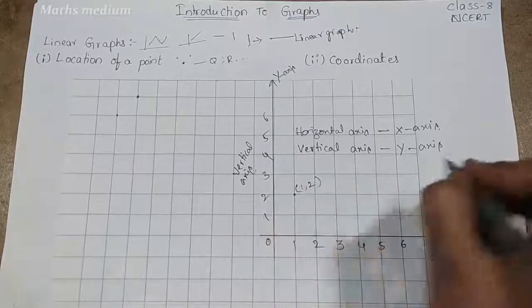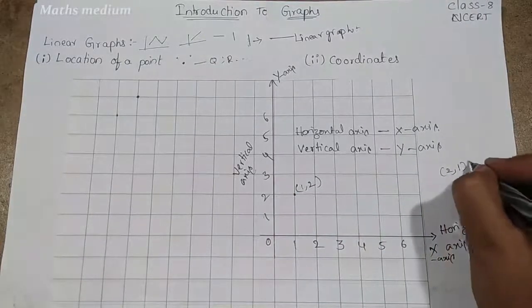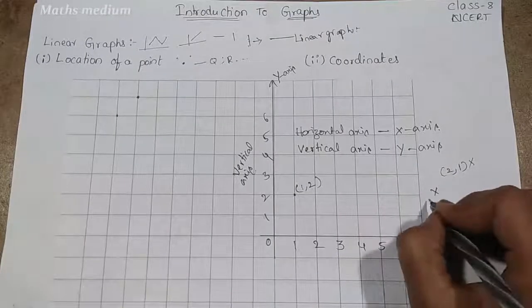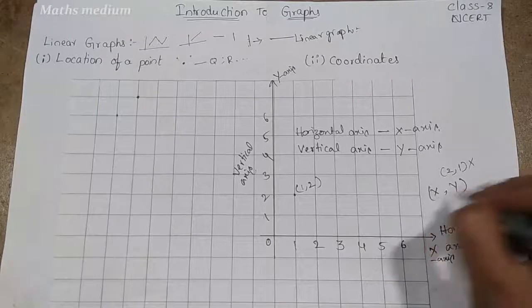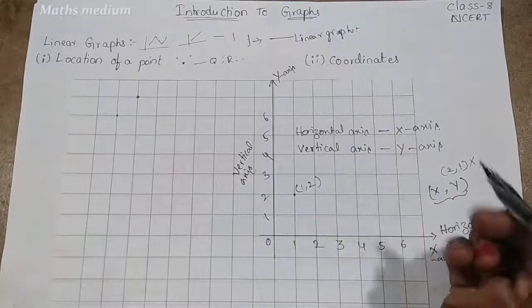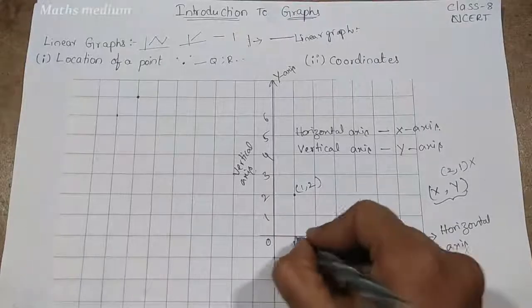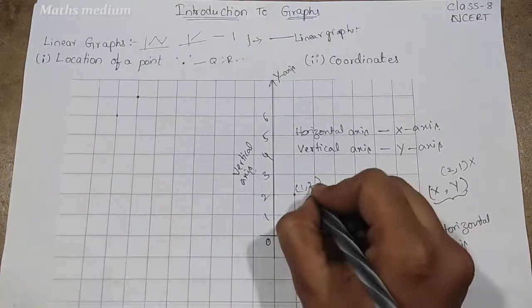Why 1, 2? We do not represent that as 2, 1. Because we have to represent first the x-axis point and after that the y-axis point, like this. So this is 1 and 2, right? So 1 is on the x-axis, 2 is on the y-axis. So those are the coordinates here.